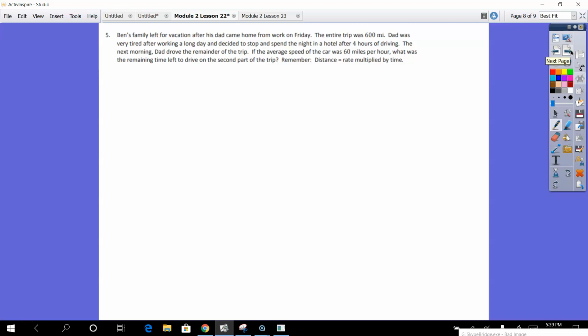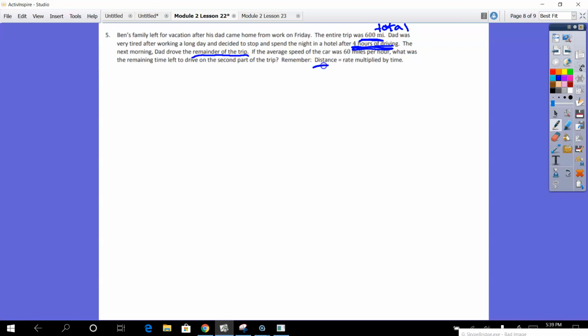Ben's family left for vacation after his dad came home from work on Friday. The entire trip was 600 miles. Okay, so we've got our total for our equation. Dad was very tired after working a long day and decided to stop and spend the night in a hotel after 4 hours of driving. So he drove for 4 hours. The next morning, he drove the rest of the trip. If the average speed of the car was 60 miles per hour, what was the remaining time left to drive on the second part of the trip?